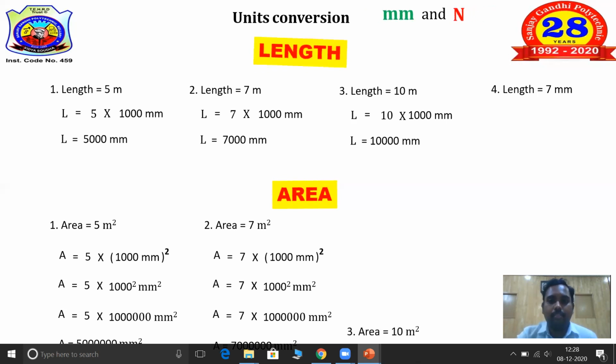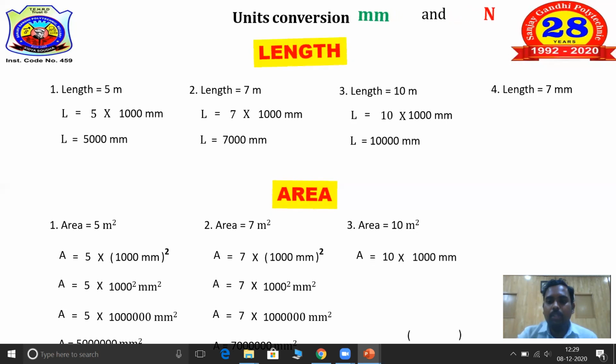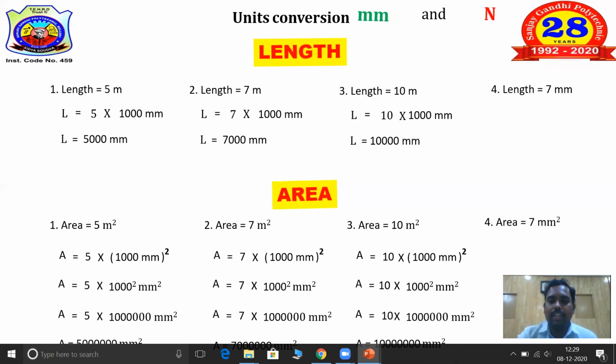It's very simple. So students, this is another example, for area equals 10 meters square. You can solve it very easily. So A is equal to 10 into 1000 whole square, 1000 mm whole square. A equals 10 into 1000 square mm square. This is your final answer.